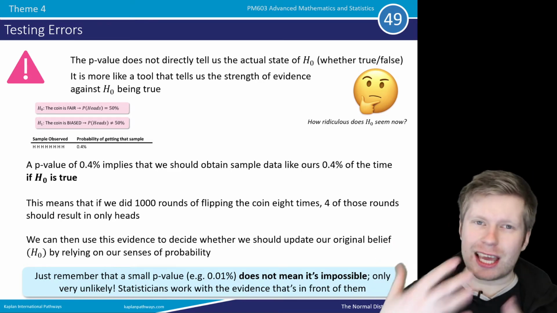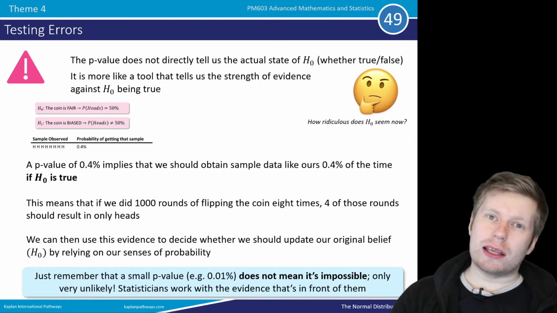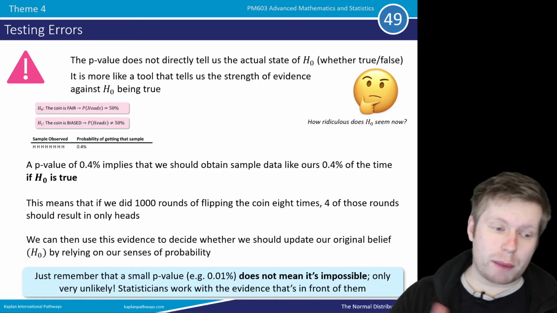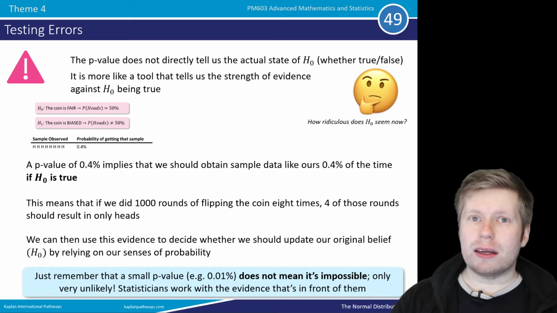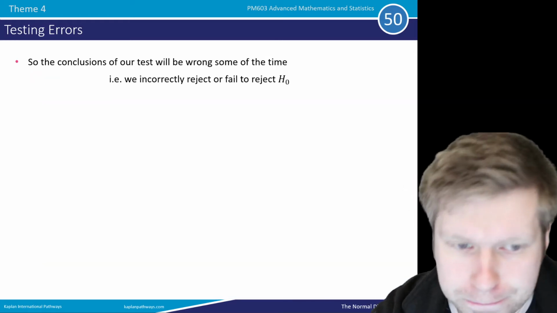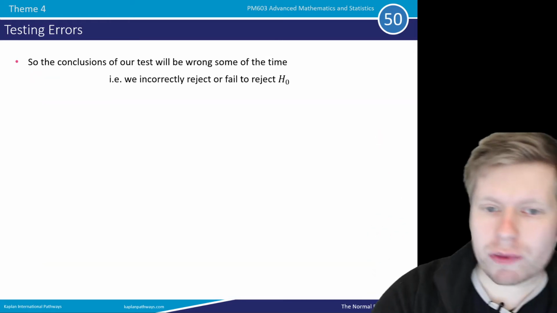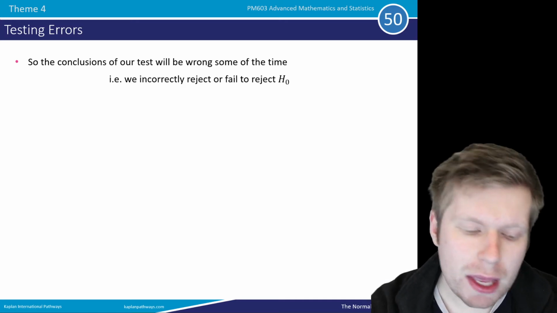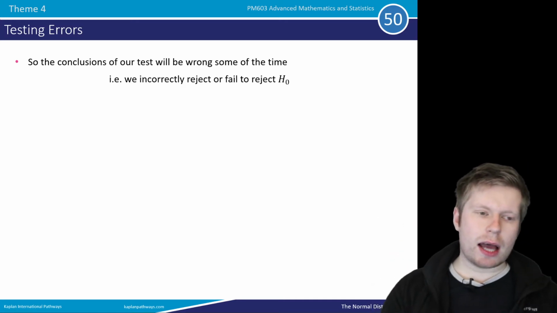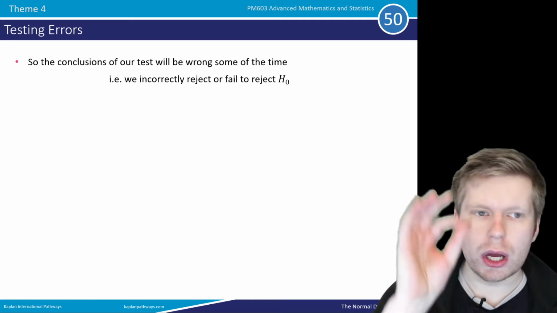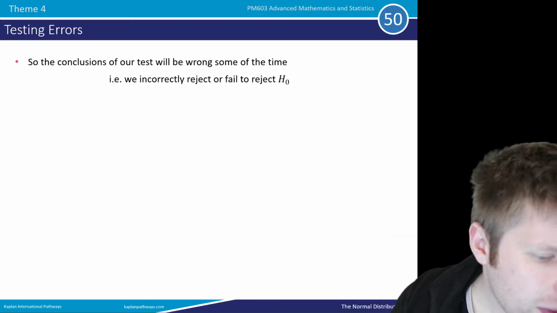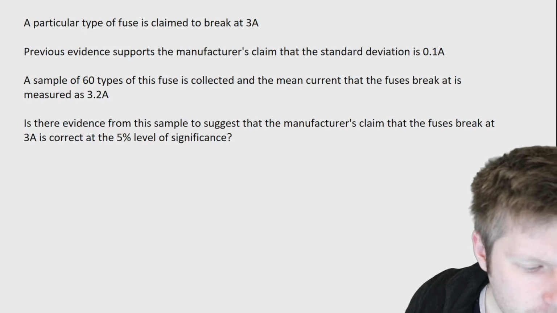So statisticians are using their intuition of probability in relation to the significance level, where that p-value is high or low, to obtain the result of our test. So the conclusion of our test will be wrong some of the times. We'll come on to this in just a second. It's all about testing errors, which is really important when you're doing hypothesis testing. But before we do that, I actually want to come to this question here.